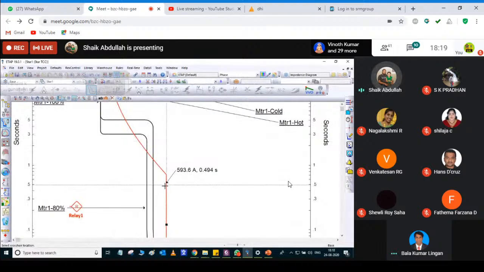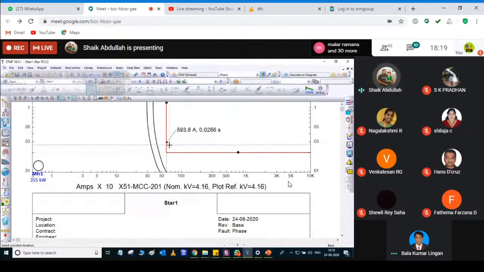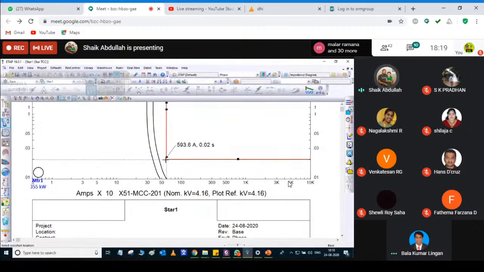After this point, it will come to your instantaneous. Up to this point, it will follow IDMT because I already blocked that one. So at this current, it will operate as instantaneous. Here the time is very less. The operating time is nothing but 0.02 seconds.